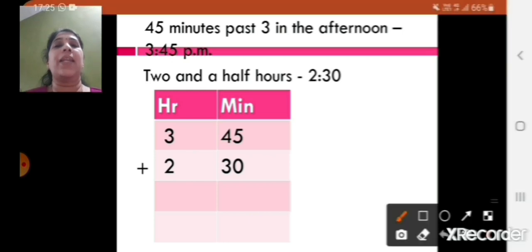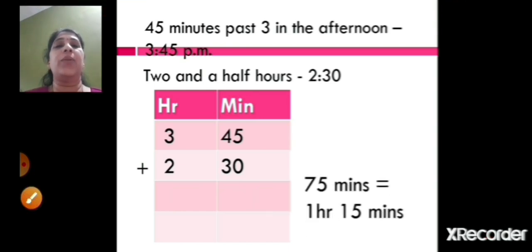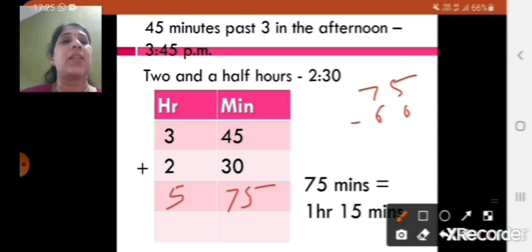So let's carry out the addition. 5 plus 0 is 5 and 4 plus 3 is 7. 3 plus 2 is 5. So you got 5 hours 75 minutes. Now 75 minutes is equal to how much? 1 hour 15 minutes, right? As I told you, 75 minus 60, so 60 minutes is your 1 hour. 5 minus 0 is 5 and 7 minus 6 is 1.